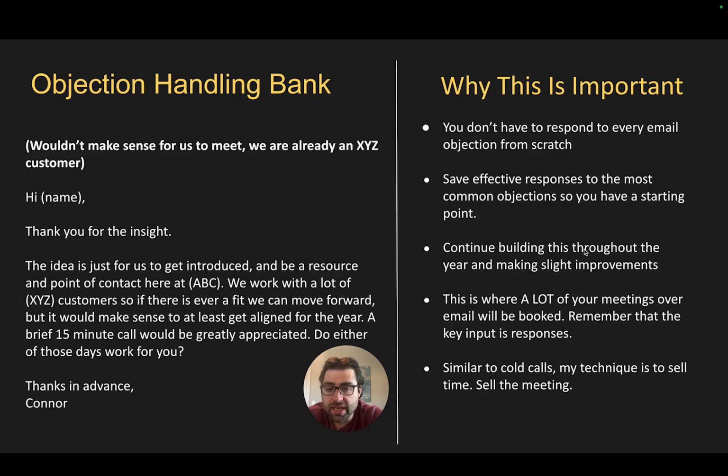And this is something you can keep working on throughout the year. The first objection response bank I ever made looked very different than the one that I use to this day. You can continue building this throughout the year and make slight improvements as you encounter more of these situations. But this is where a lot of your meetings over email will be booked. I would say 70% of your emails come from either a follow-up or handling an objection related to a response. And remember that the key input to booking meetings over email is responses. Generally, more responses is better.